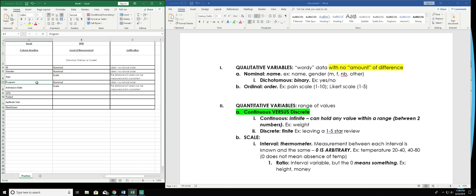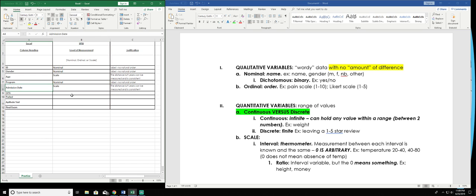Program, I think this is referring to if someone's categorized into like family group or career group or whatever. Again, that's a label with no natural order, so that's a nominal variable.